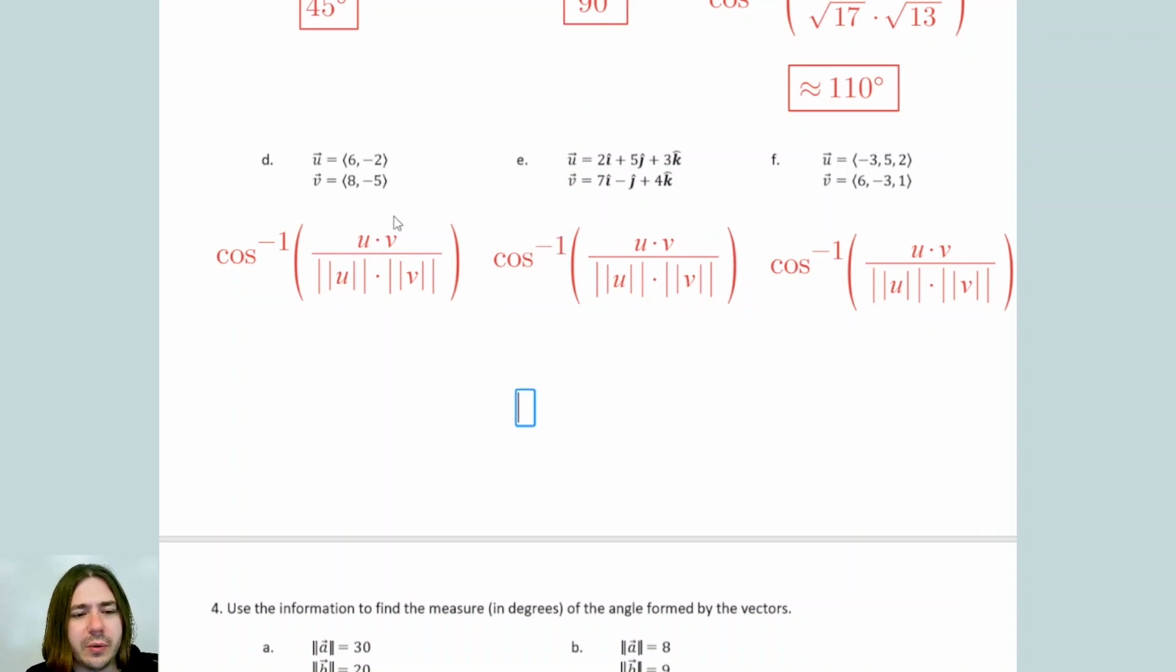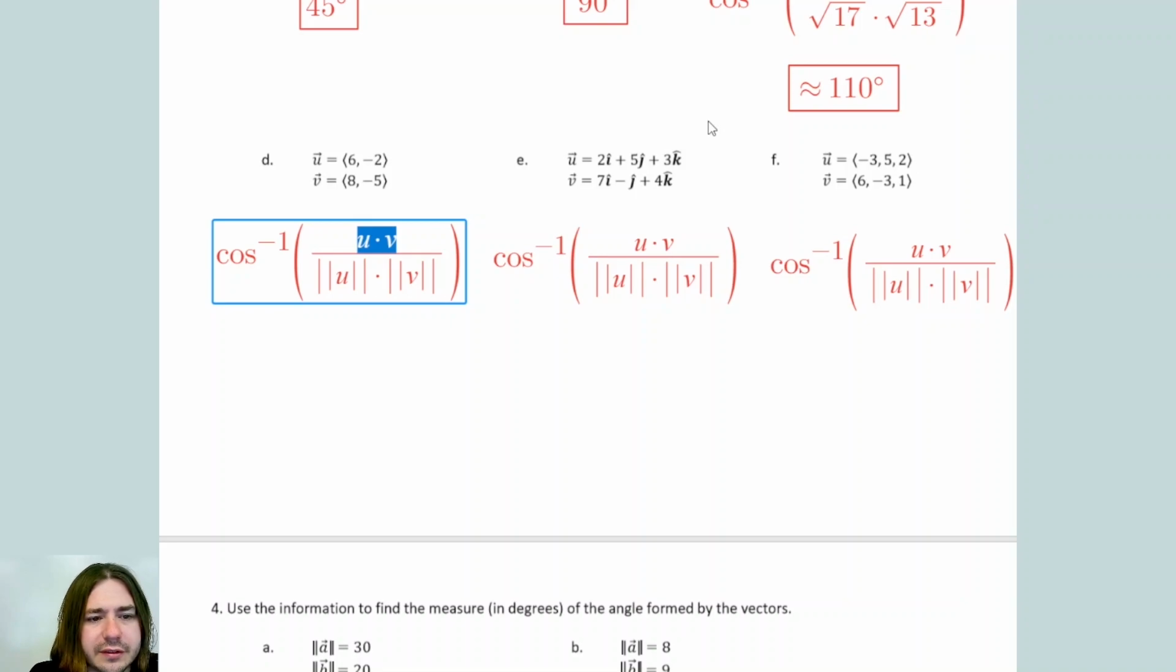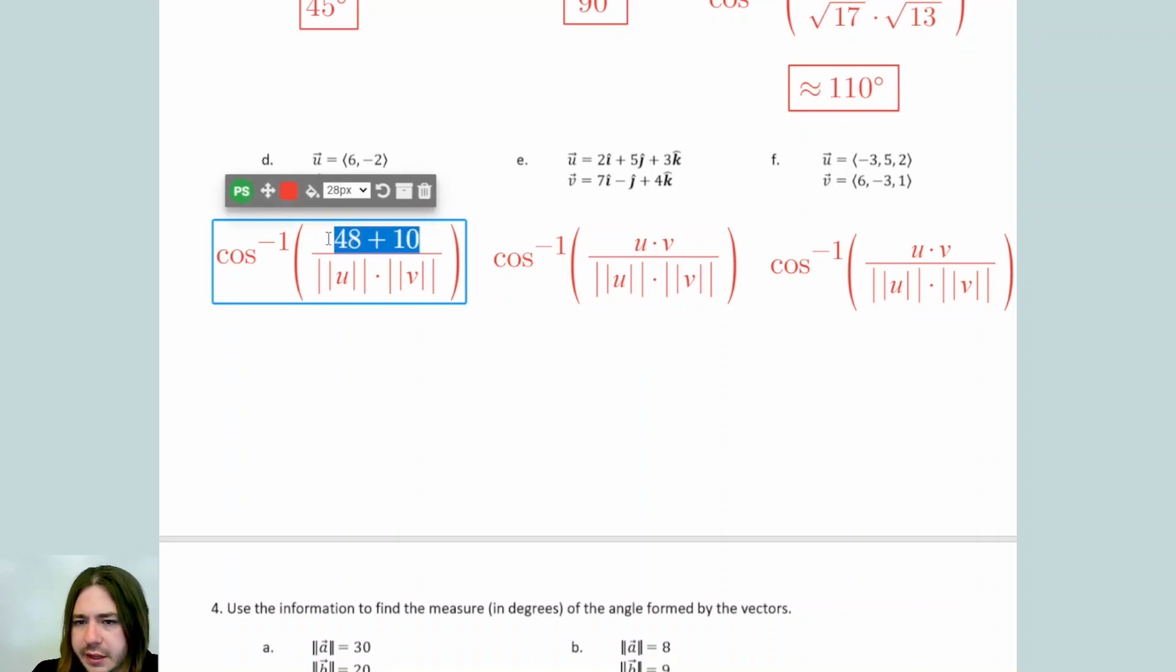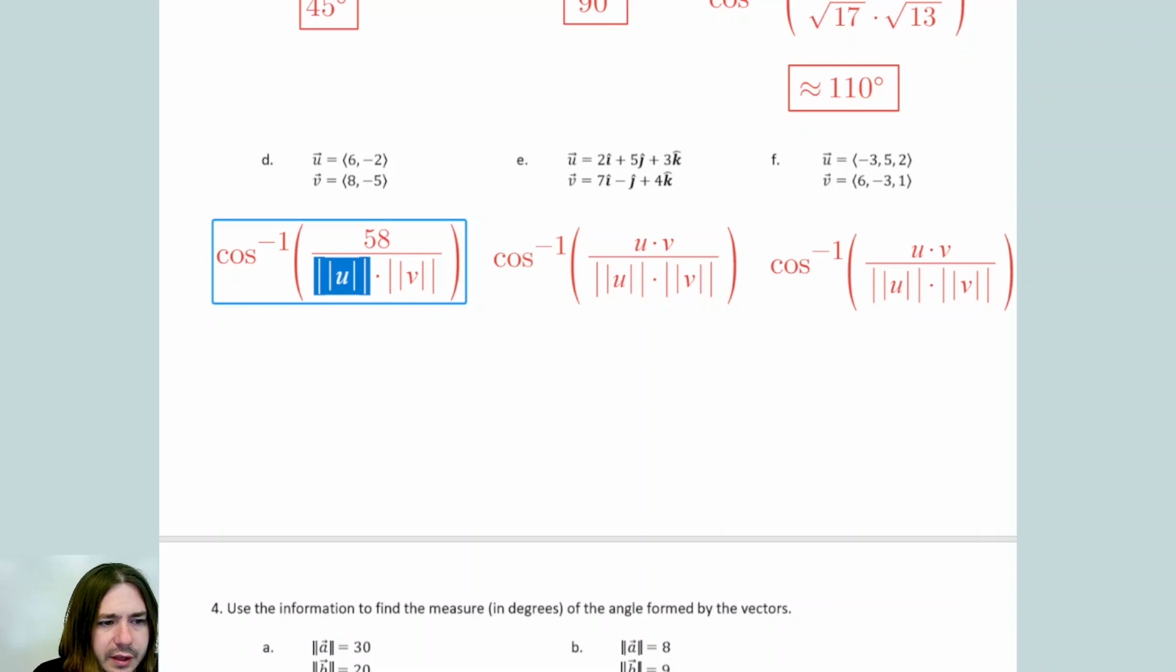Okay, so let's calculate the dot product for D. That would be 6 times 8 plus negative 2 times negative 5. Okay, 6 times 8 is 48. Negative 2 times negative 5 is 10. So we get 48 plus 10. So that would be 58 on top. That's the dot product.